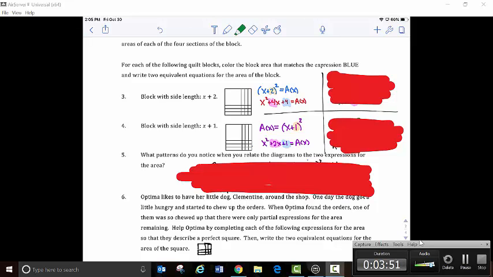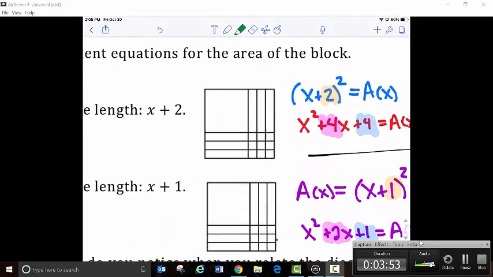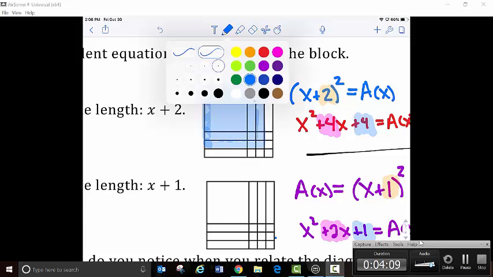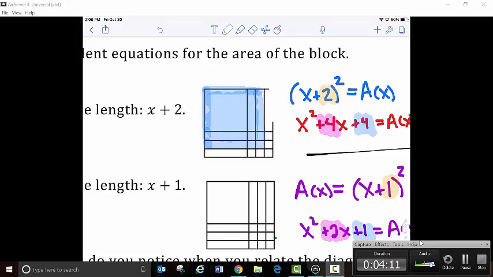For each of the following quilt blocks, color the block area that matches the expression blue. Basically, we didn't want you to have to draw it. We just want you to shade it in. So we have a length of X plus 2 and a width of X plus 2. So my square would look like this. Technically, we don't need this part right here. So really it looks like that.